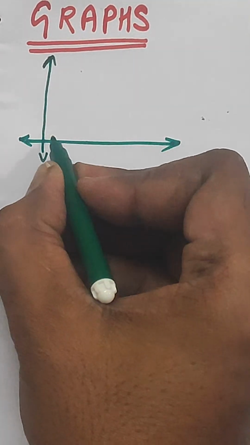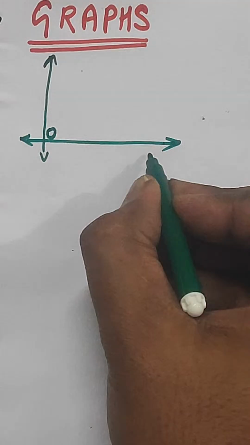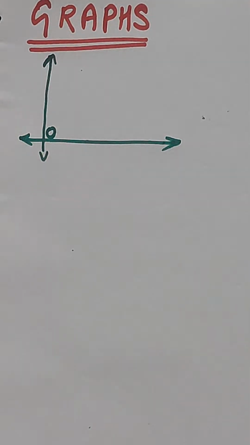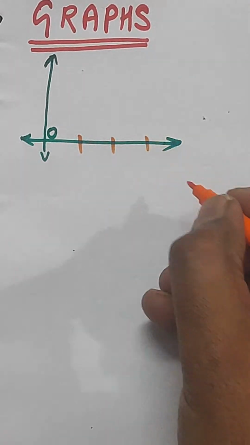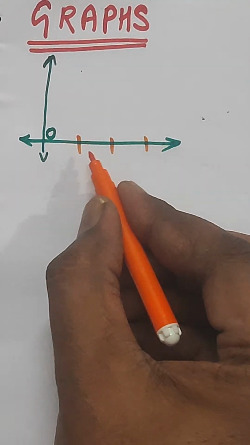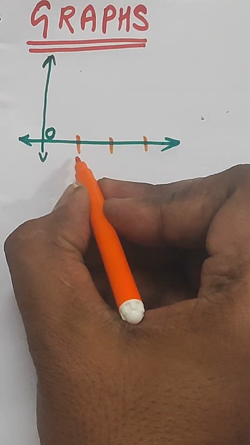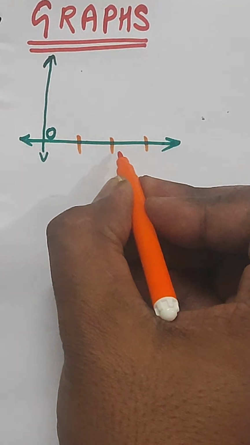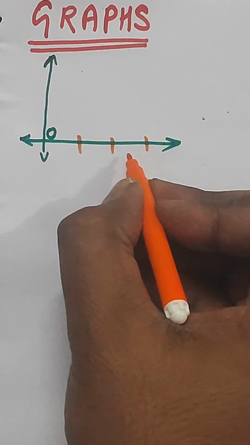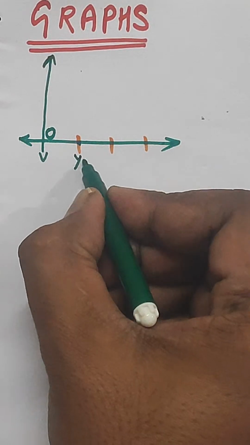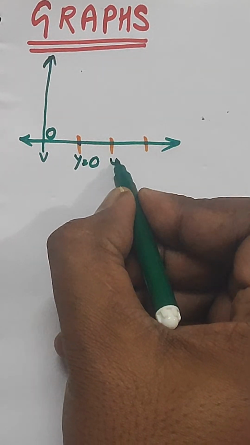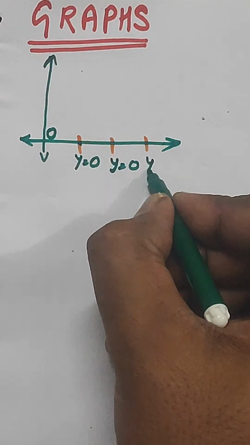Here this is the origin, right? And across this line you can see there are various points. Let us say this point, this point, this point, all these points on this line. On all these points, the value of x will change, but at all these points, y is equal to 0. Here y is equal to 0, here also y equal to 0, here also y equal to 0.